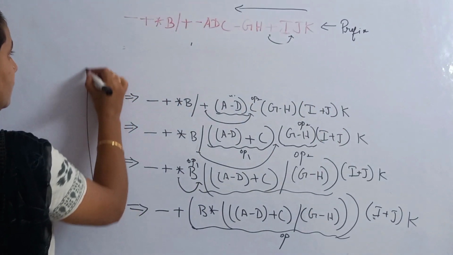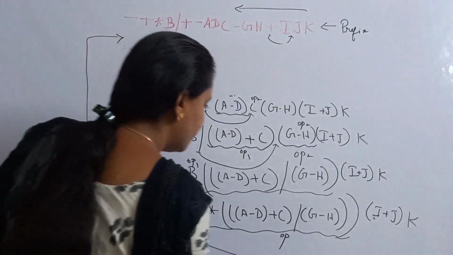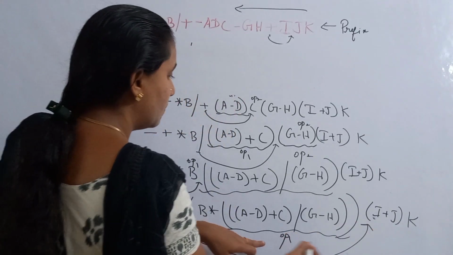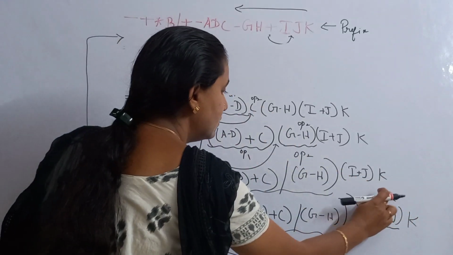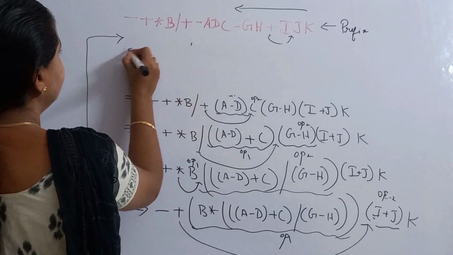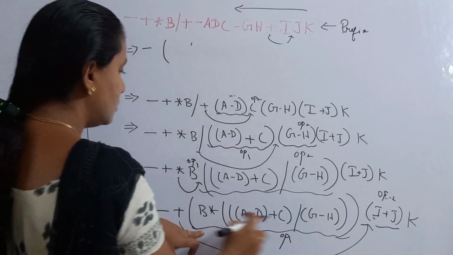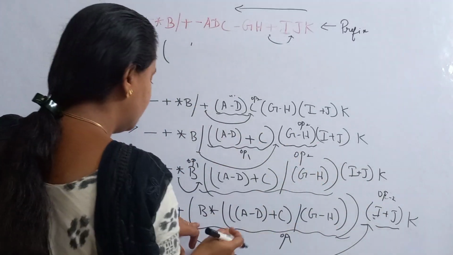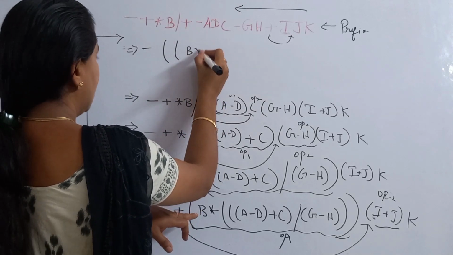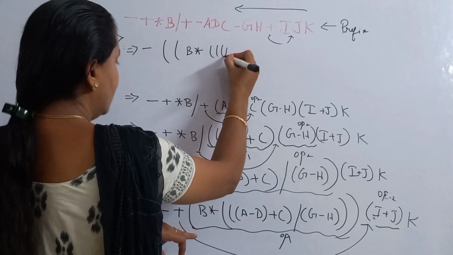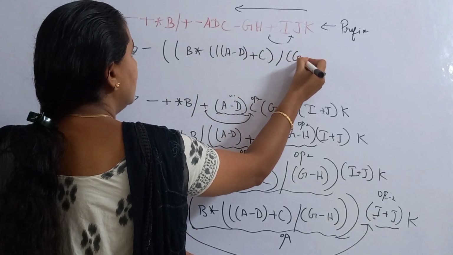So I write it here. So the next operator is plus, isn't it? So I must shift it to the nearest operand. So this is operand 1 and this is your operand 2. So if you shift, you will get minus, put a bracket. Okay, so this is your complete expression. Okay, write the first operand. So b asterisk a minus d plus c slash g minus h.